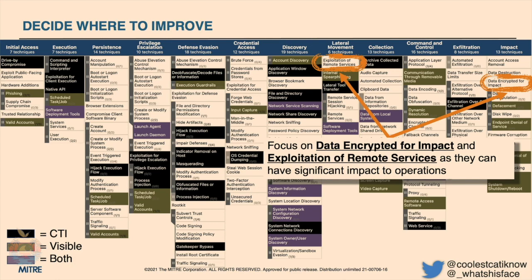Finally, there might just be things that scare us or scare our board, scare our CISO, that we have to focus on just because of the business impact. So everyone's afraid of ransomware today. For good reasons. The data encrypted for impact might be something we need to focus on, or exploitation of remote services, just because somebody hacking into us from the outside is going to hurt.